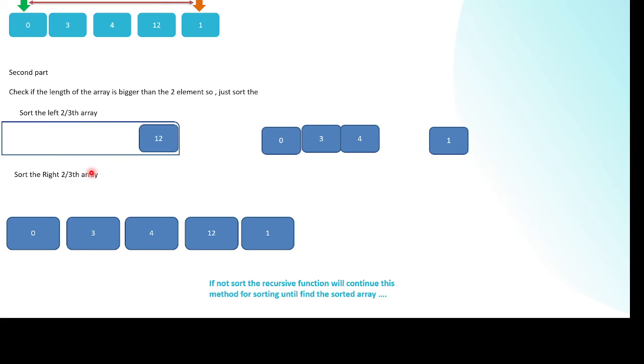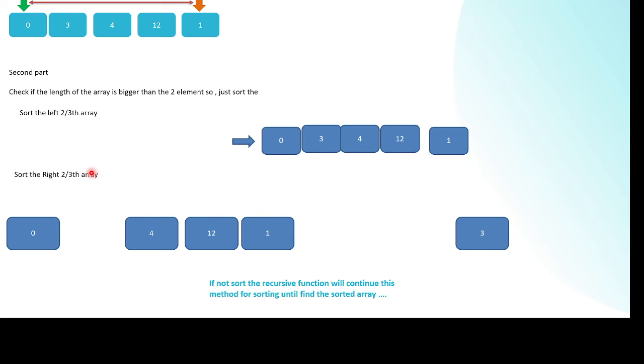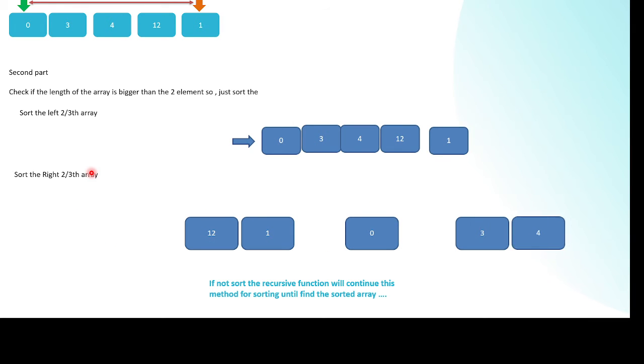We swap between them, and then go to the next step, where it will be sorted. It has two steps: first we go to the two-thirds part of the left array, then go to the right two-thirds part of the array, and we create the subset on the right side. We sort it based on the first step as defined for you.